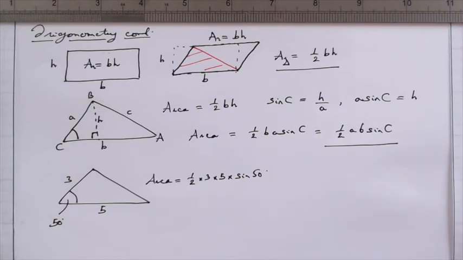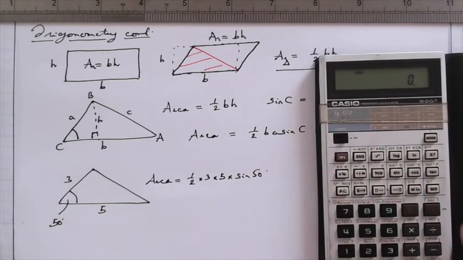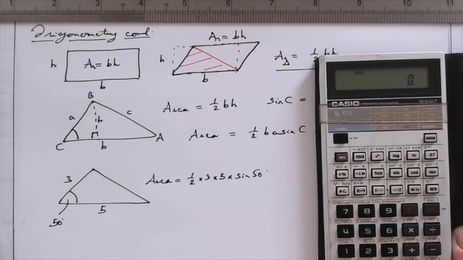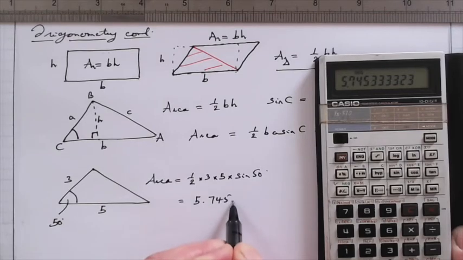Now, nearly always when you're doing trigonometry with sine, cosine and tangent, you'll need to use your calculator to calculate sine, cos or tan. These are functions which have been tabulated in the old days in books and then in modern times stored in the memory of calculators. So let me take 50 degrees, take the sine of that, and then multiply it by 5, multiply it by 3, and divide by 2. And I find that the area of this triangle is 5.745 ... units squared.